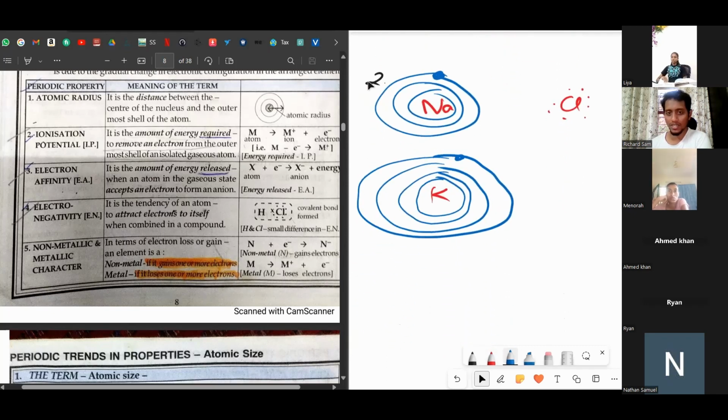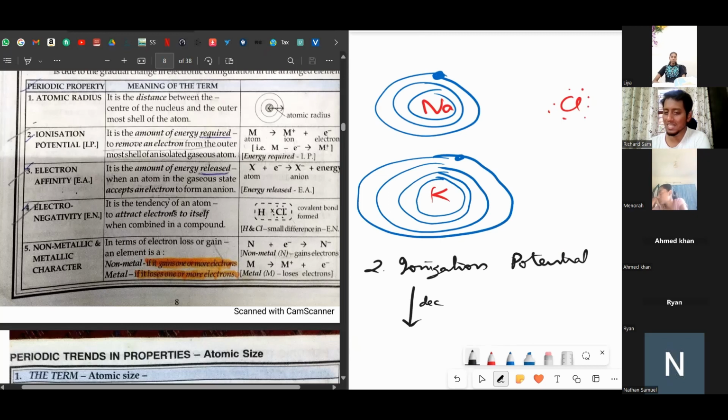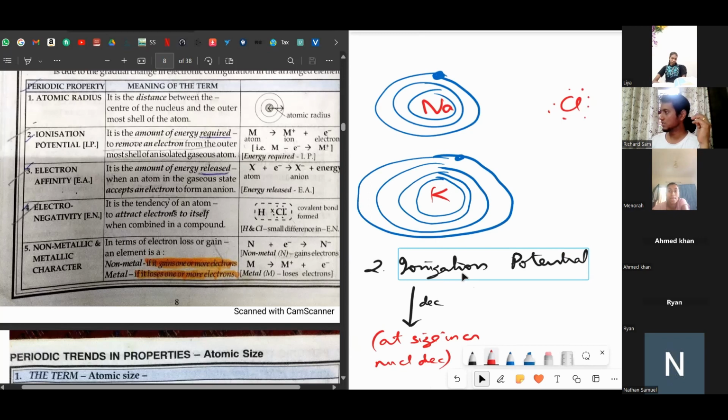Okay, so in the second trend, what do you observe? As there is ionization potential, when you go down the group, what happens to ionization potential? It decreases. The amount of energy required to remove the electron is lesser as you go down. Why? What's the reason? Because atomic size increases, and because atomic size increases, the nuclear charge decreases. You see, they're all related to each other. As the atomic size increases, the nuclear charge decreases, and therefore less ionization potential is required as you go down.